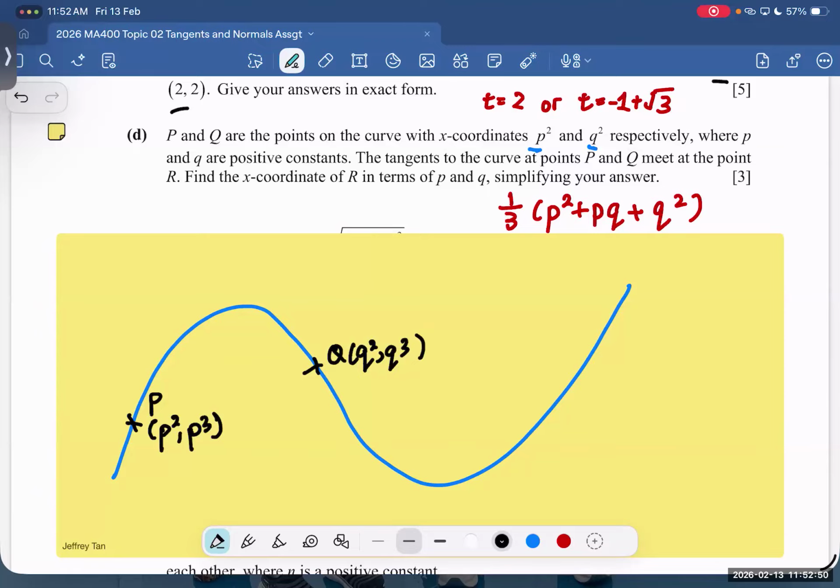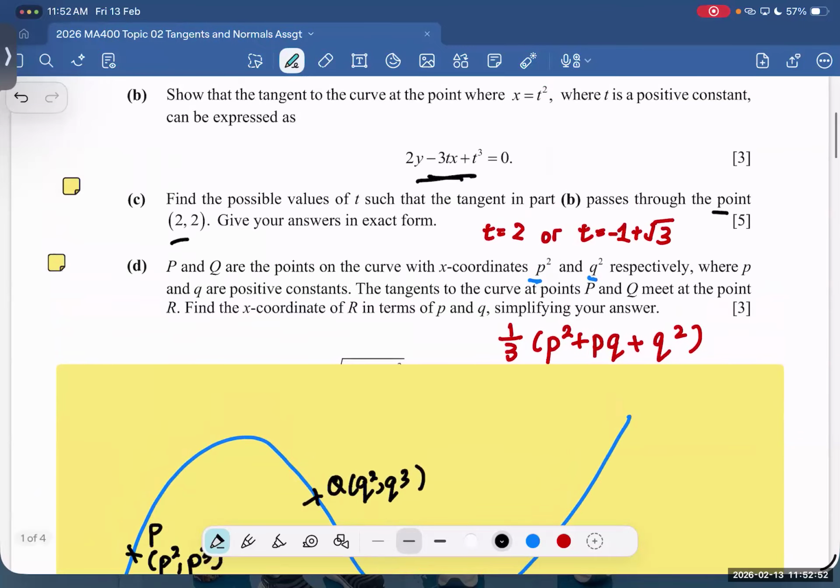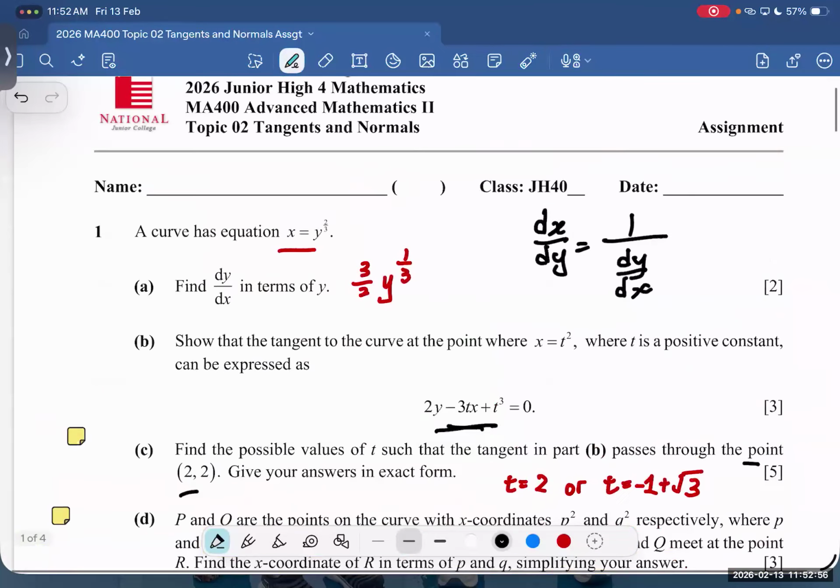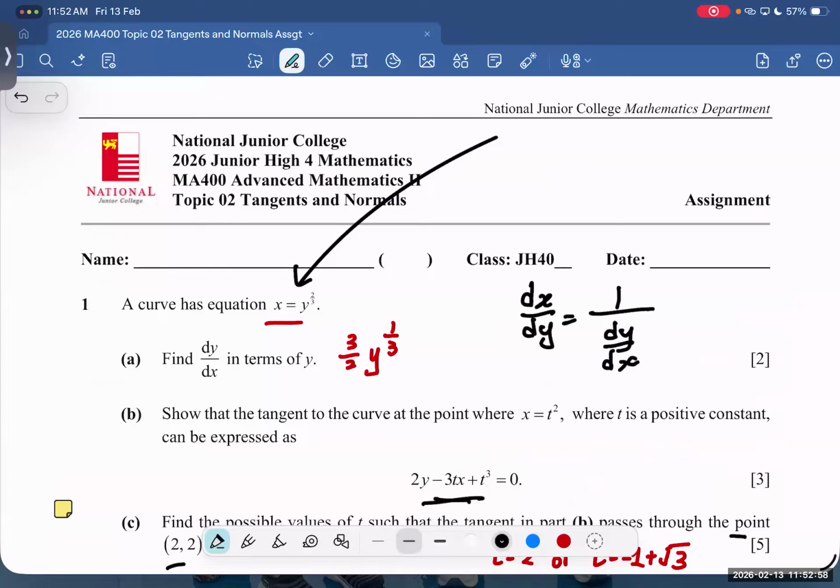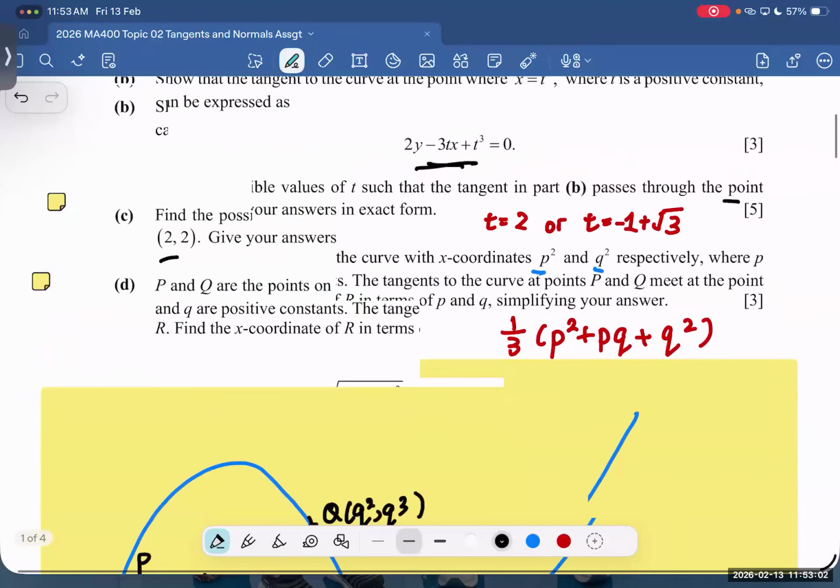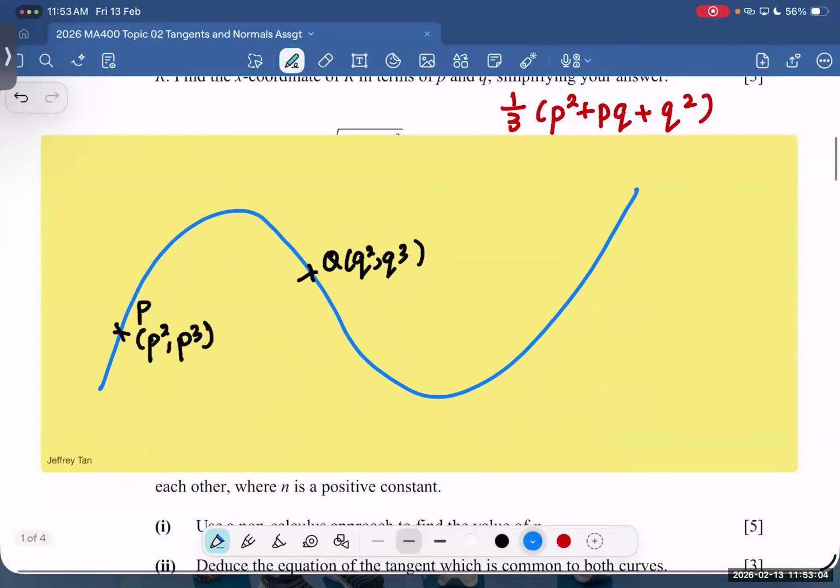How do I get the y coordinate? Simply by substituting into this. Is it okay? Now you know that this is the graph. So let me put it here. This is x equals y to the power of 2 over 3, right? Now, if x is equal to t squared, just imagine t squared is y to the power of 2/3.